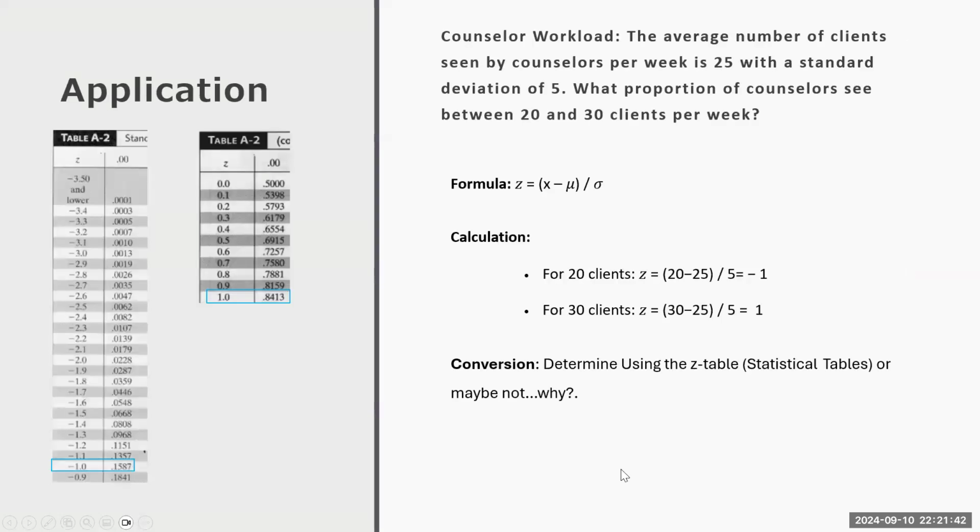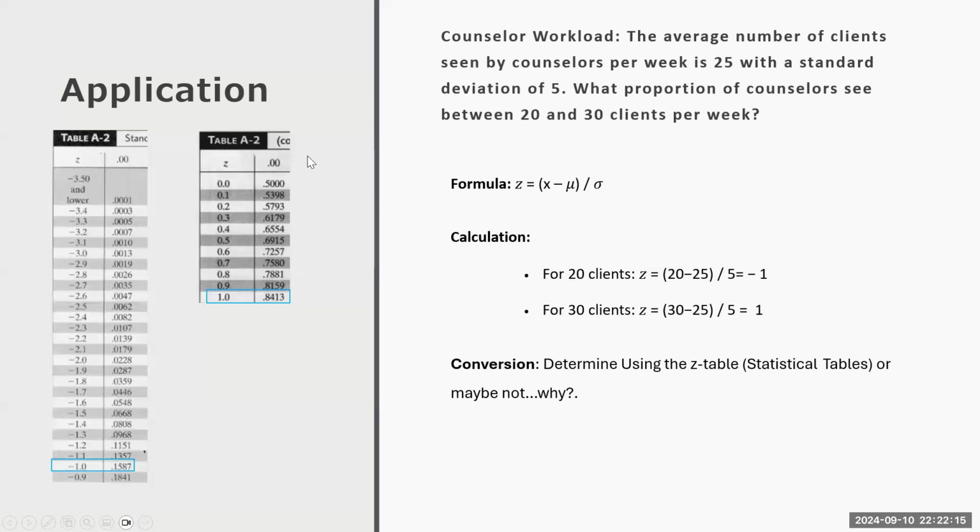All right, next one, same workup with the population mean of 25 and the standard deviation of 5. What is the proportion of counselors who see between 20 to 30 clients per week? So I'm going to use the z formula for the 20 clients. I'll calculate 20 minus 25 divided by 5. That gives me a -1. And for 30 clients, that's going to give me 30 minus 25 divided by 5 equals 1.